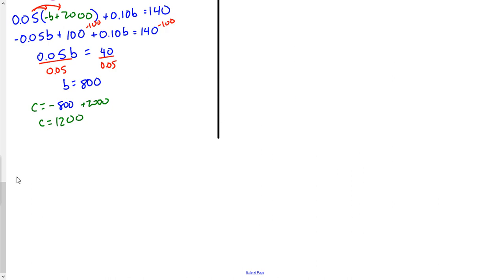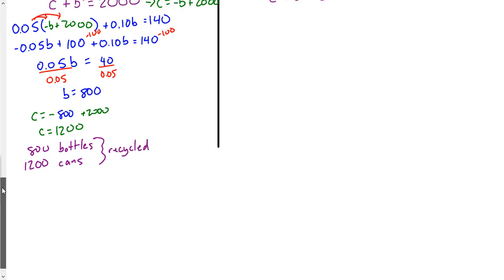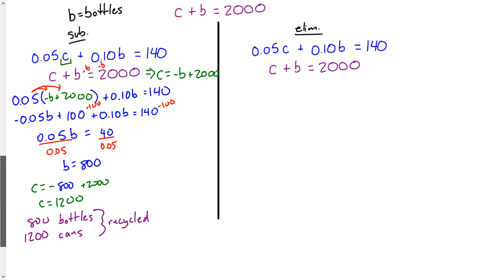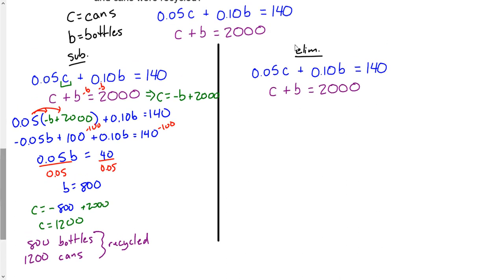What that means is that there were 800 bottles recycled and 1,200 cans recycled. So that's a review of substitution. At the same time, I can do elimination.